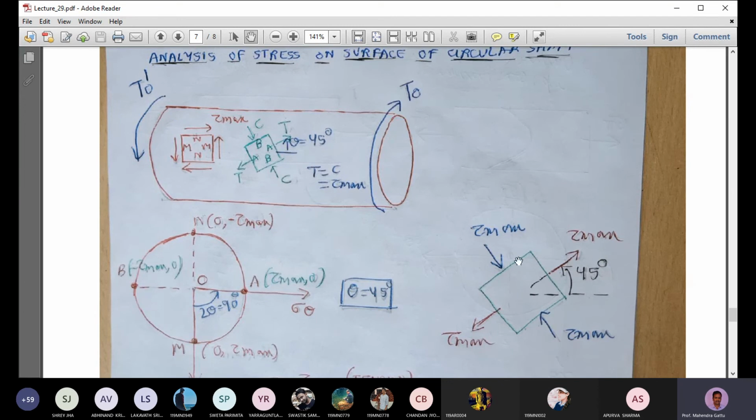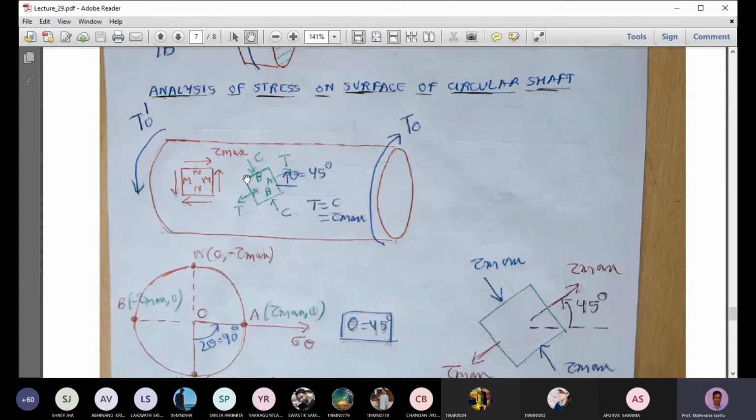So we can sketch the stress element on the outer surface of the shaft. That stress element is shown here. We have the tensile stresses T acting on surface A, and compressive stress C acting on the surfaces B. The magnitude of both stresses is the same, equal to tau max. So this is the stress distribution on the outer surface. If the element is oriented in the longitudinal direction, we have the maximum shear stress values, and if you rotate by 45 degrees, you get the principal stresses.